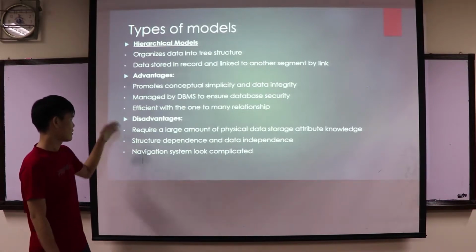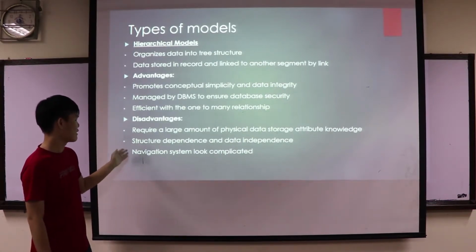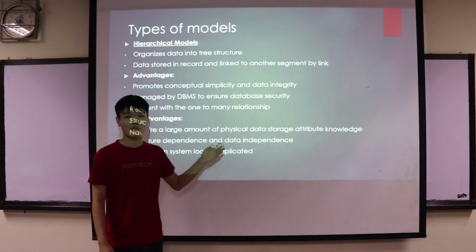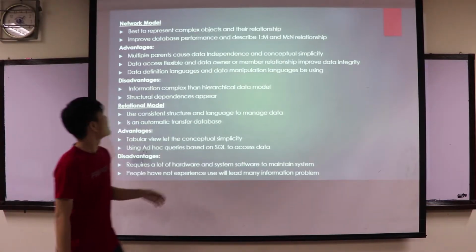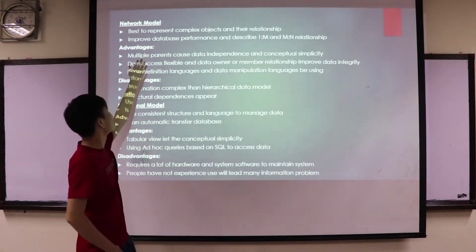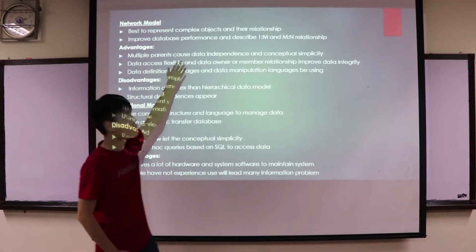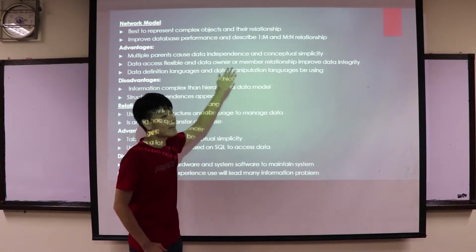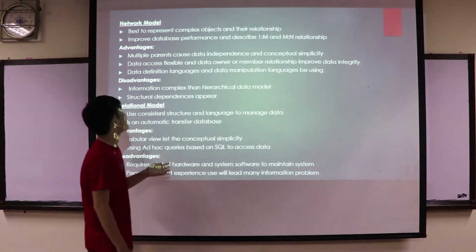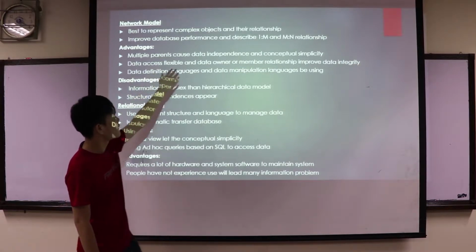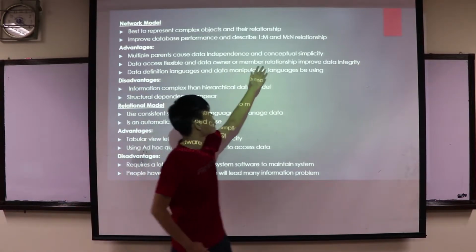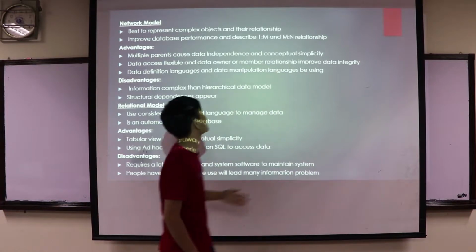And finally, this model's navigation system will look so complicated. And the second model is network model. Network model is best to represent complex objects and their relationships. And this model also improves database performance and describes one-to-many and many-to-many relationships.